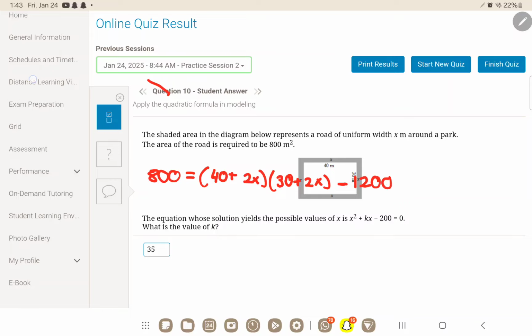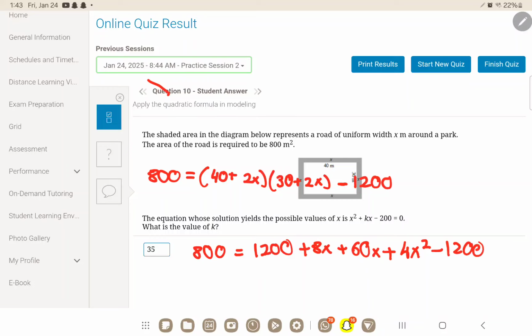So what we do is we distribute, so 800 equals 40 times 30 is 1,200. 40 times 2x is plus 8x. 2x times 30 is 60x. And 2x times 2x is 4x squared, minus 1,200. And that's your formula. We know 1,200 will cancel out with 1,200 because it's 1,200 minus 1,200, which is 0. You're left with 8x plus 60x is 68x. And then you have 4x squared.